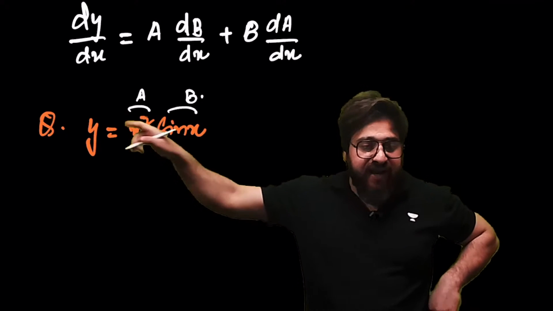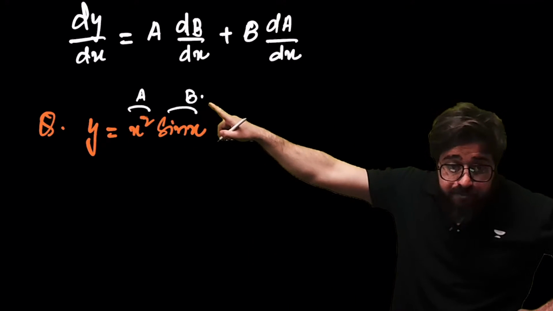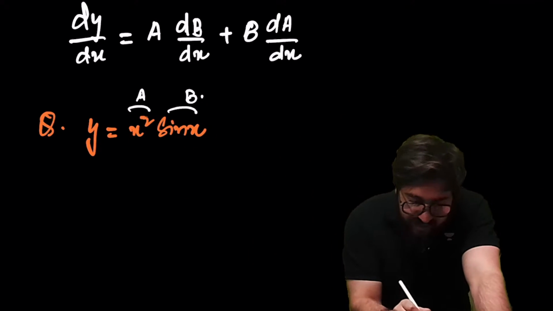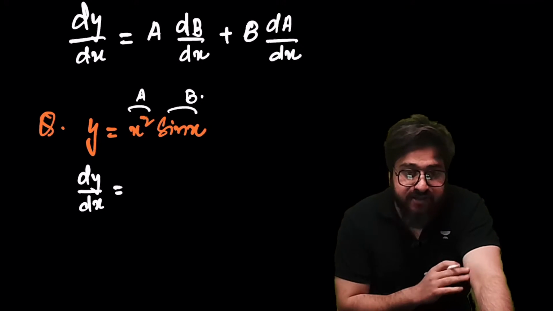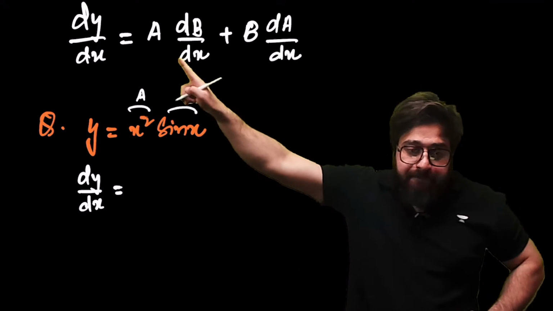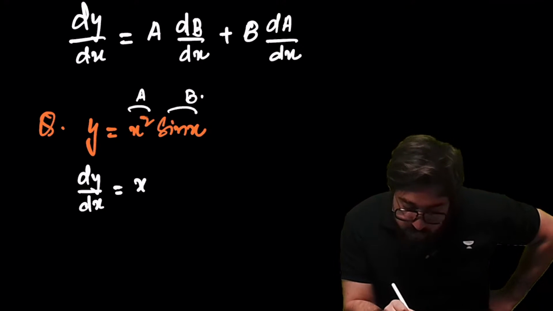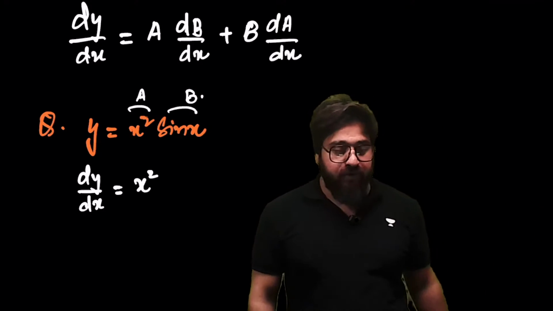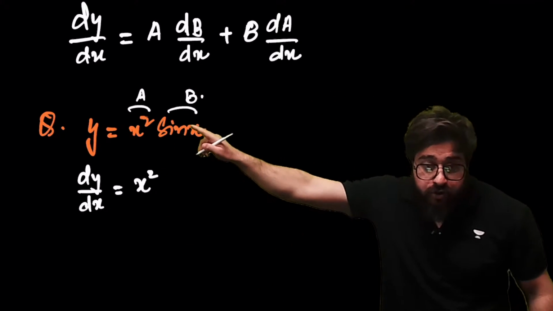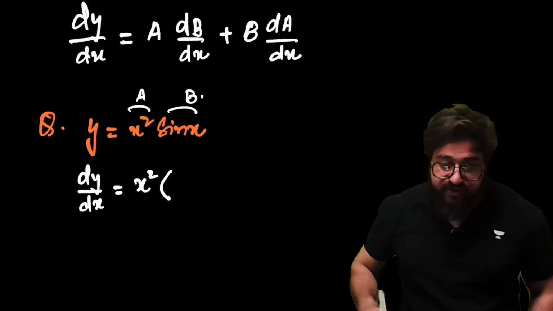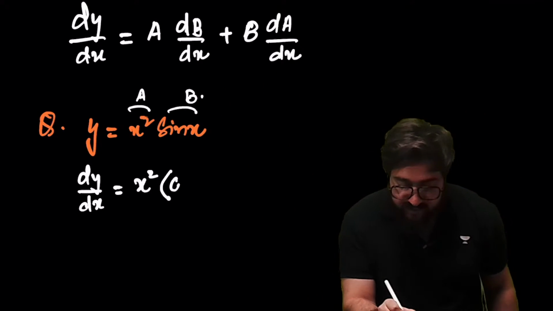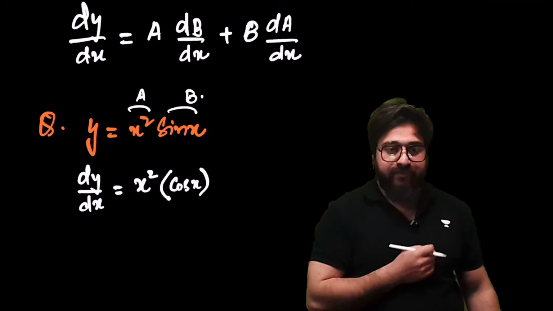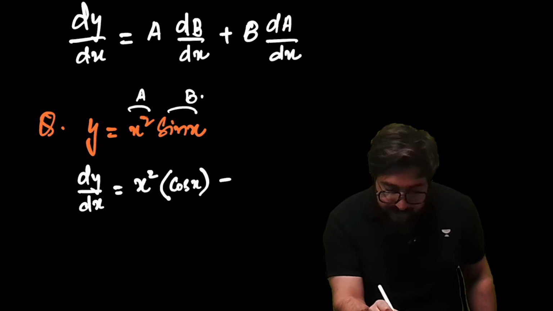X square is a, and this b is sine x. If we have to differentiate this, dy by dx, you can simply say: keep this a as it is. So we keep the x square as it is. Then the differentiation of sine x, dB by dx, is cos of x. Then we write plus.